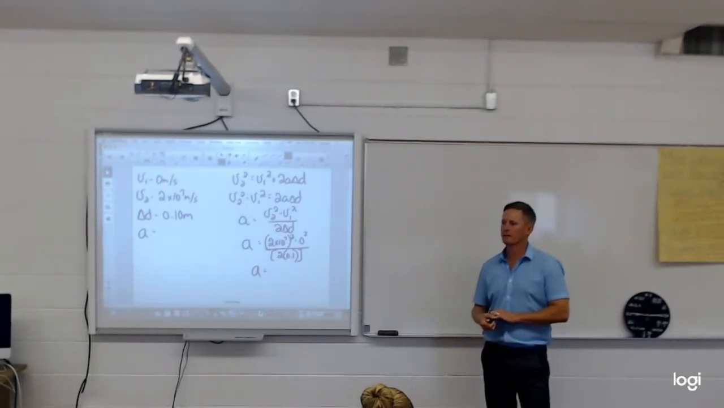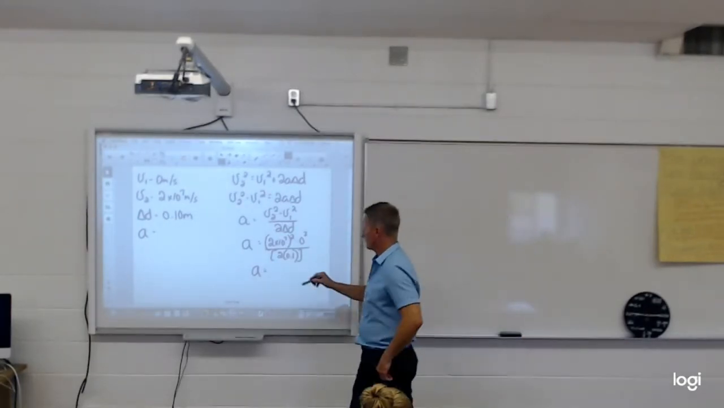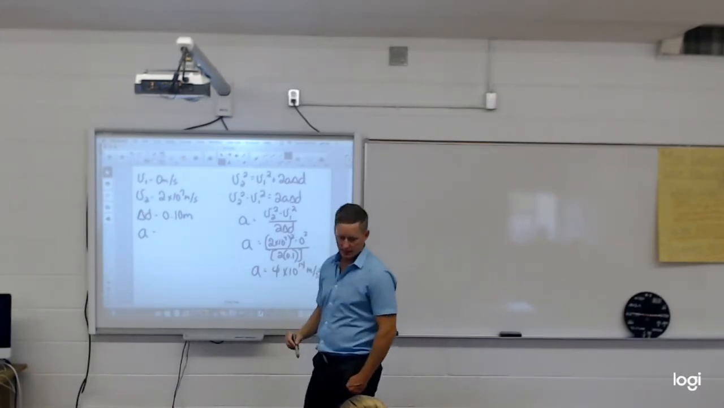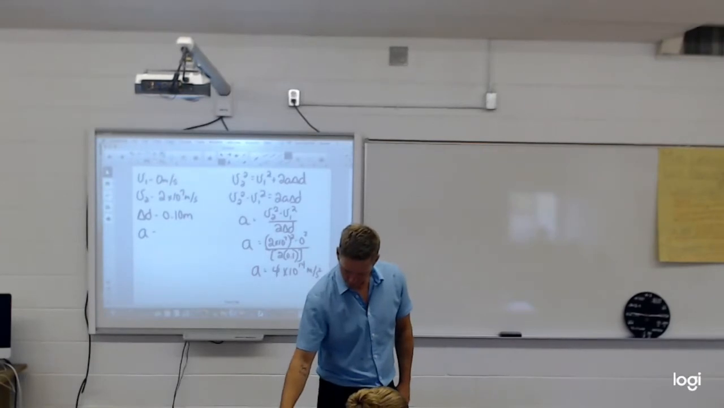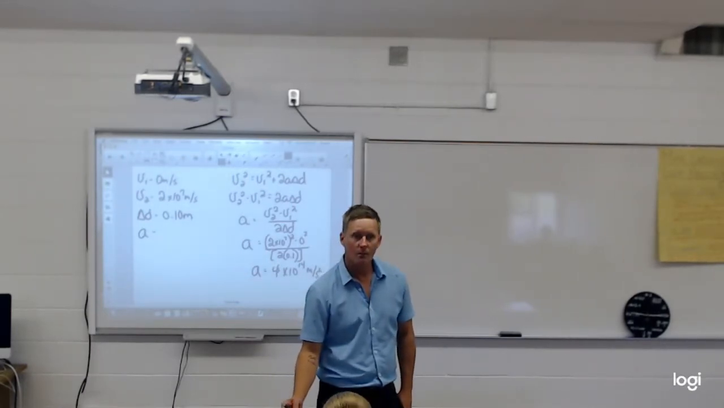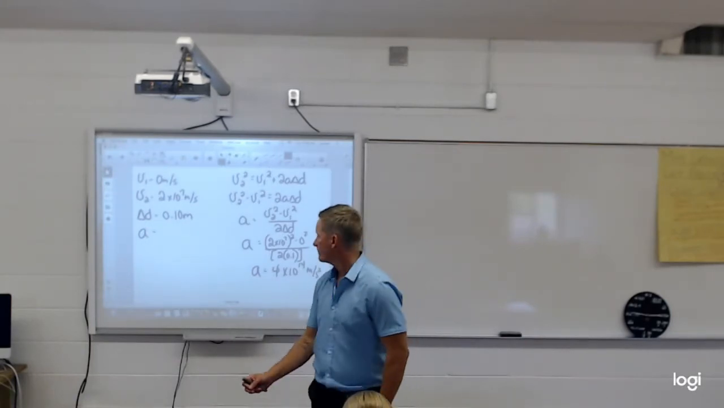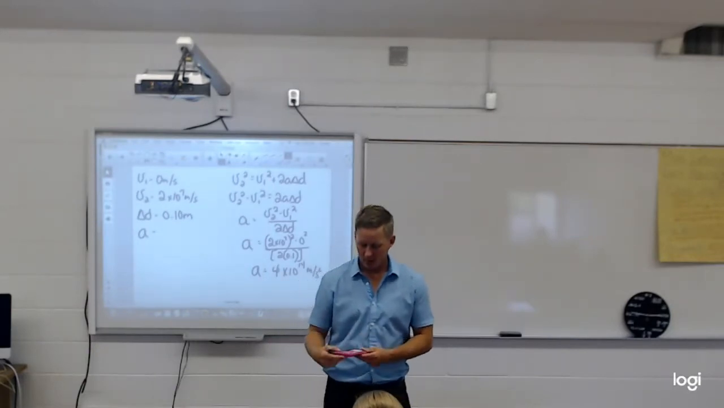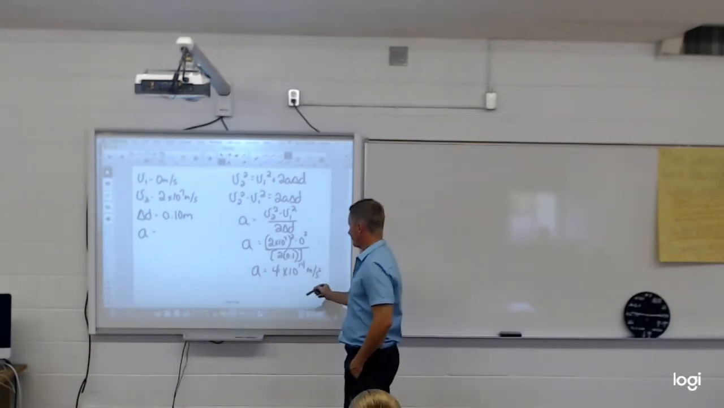Yeah, go ahead. I got 4 times 10 to the power of 15. That's what I got too. 4 times 10 to the power of 14. And that would be meters per second squared. It's a lot of zeros. Is it 14 or 15? The book has 15. That's what I have. Okay. I got the same as you guys over there. It is 2 times 10 to the power of 15.